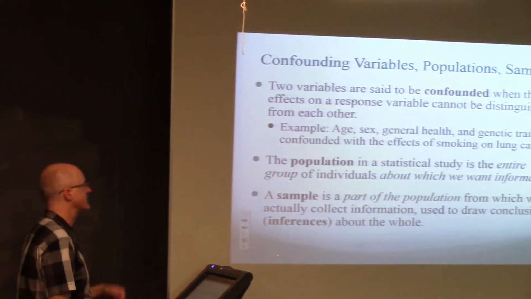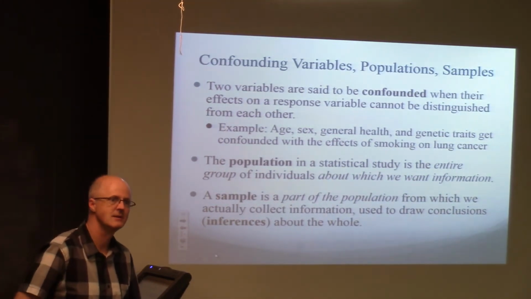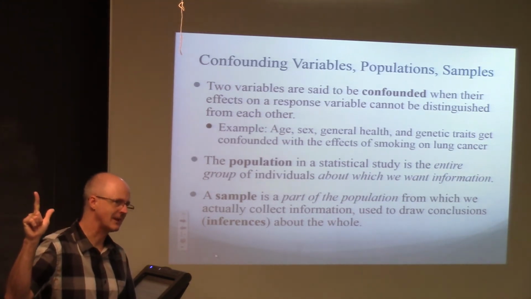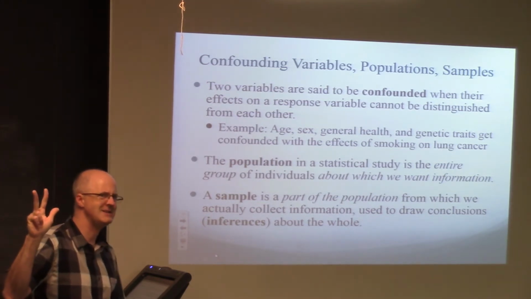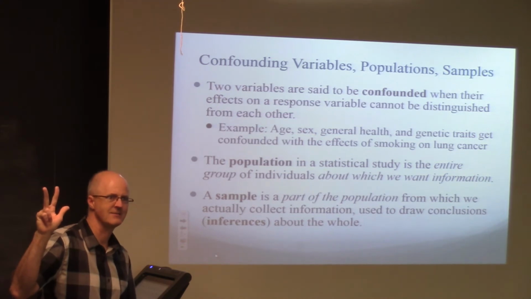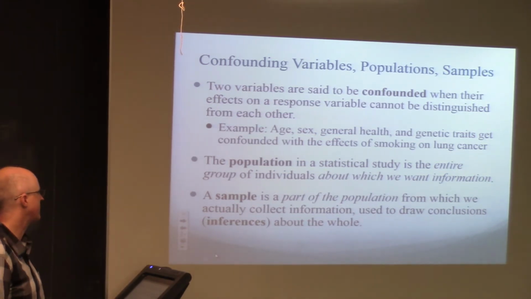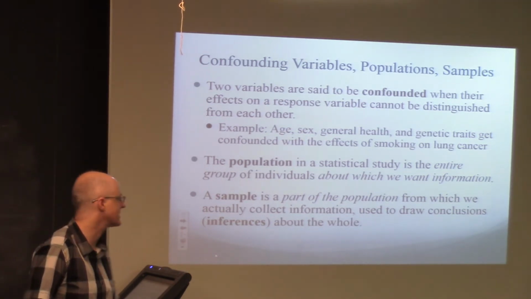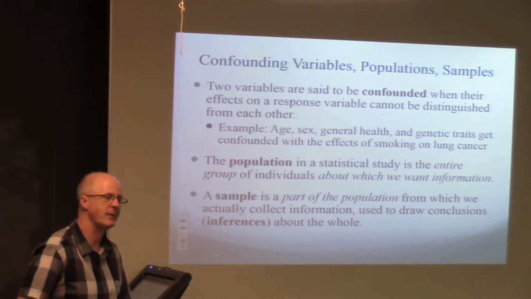It's typically not practical to get information about the entire population. Sometimes it's too time-consuming, sometimes too expensive, sometimes not really possible, because if it's all mufflers you could have made but didn't, then by definition you can't find information about the whole population. So you take what's called a sample. A sample is part of the population about which we actually collect information, used to draw conclusions, also called inferences, about the whole population.